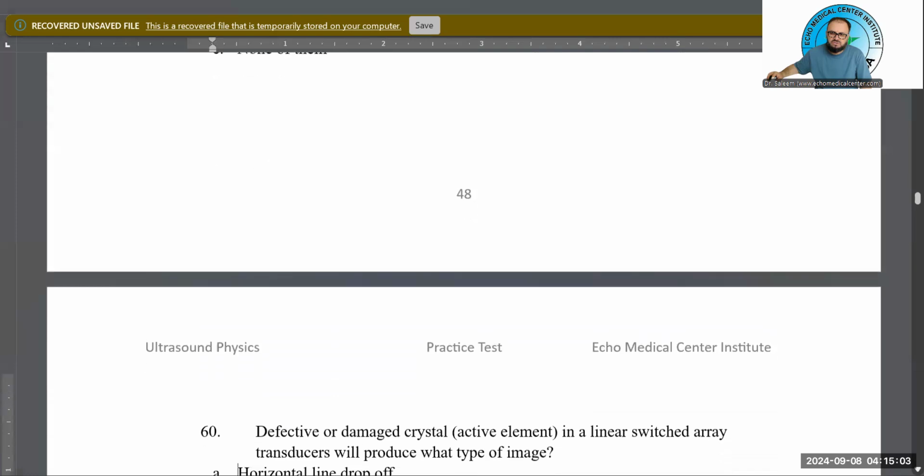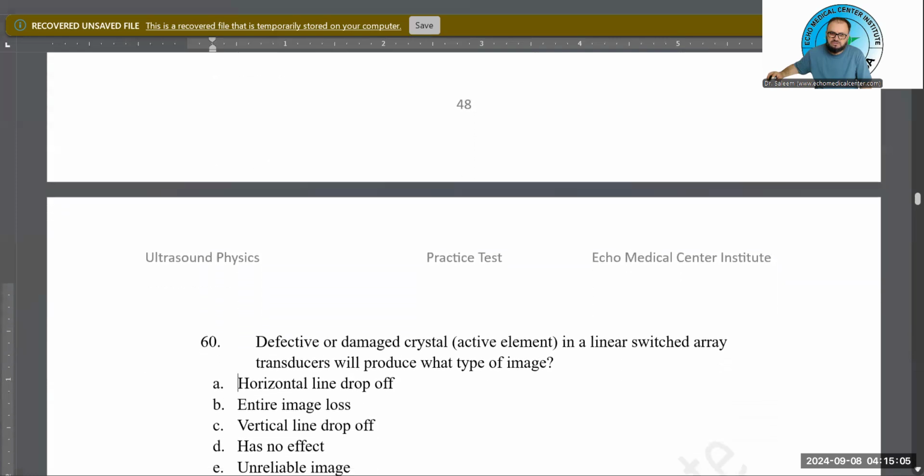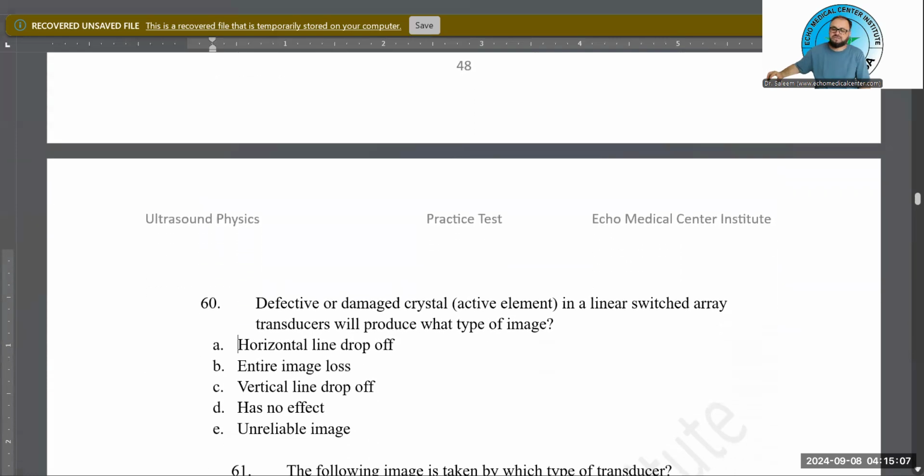Okay, let's do the last question for this session. It says a defective or damaged crystal or active element in a linear sequential array transducer will produce what type of image? What changes do we see in the picture? If we are using a linear sequential array transducer probe, and only one active element, one crystal among those 120 to 250 crystals, is damaged, what do you see in the picture? What changes do you see?